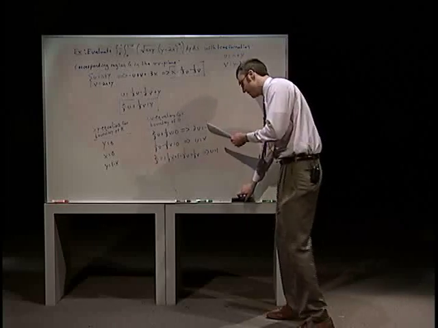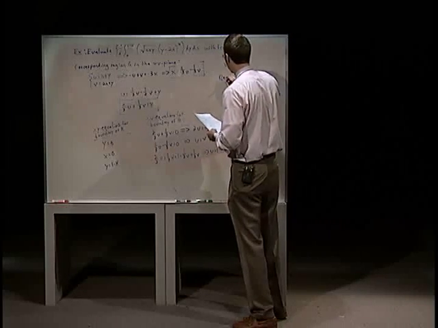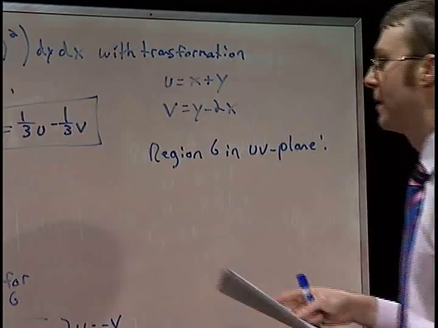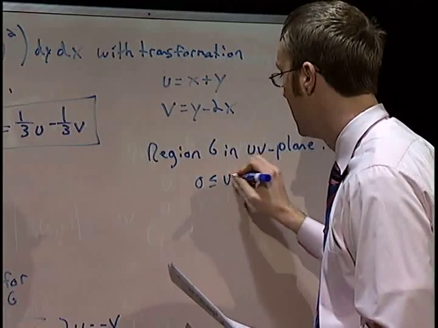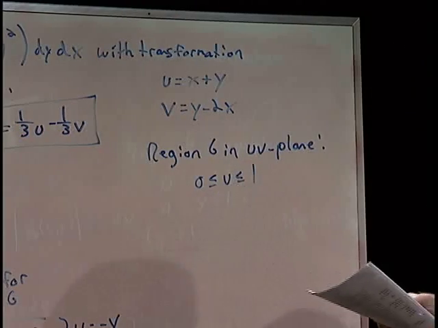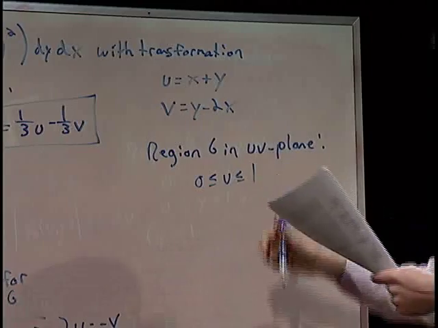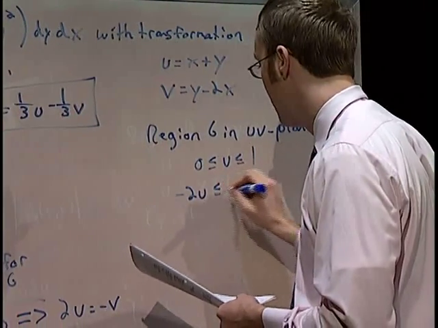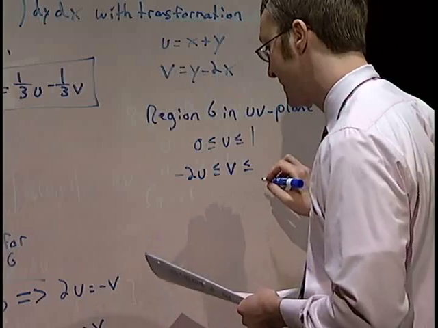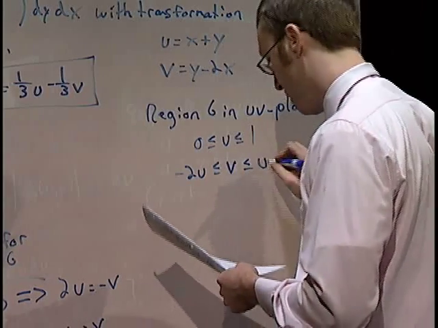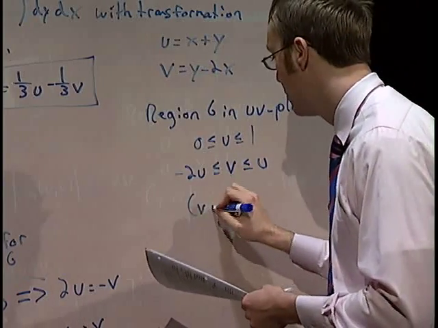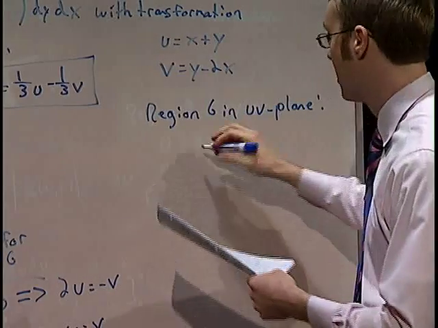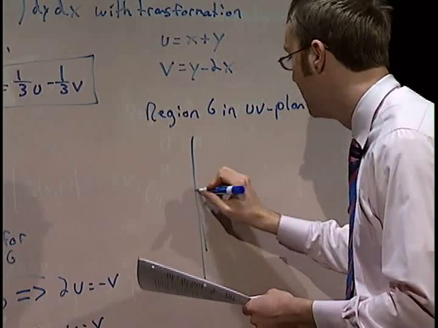Let me erase the region in the XY plane. And now let's draw the region G in the UV plane. So what do we have? We have 0 is less than or equal to U is less than or equal to 1, and V is bounded between negative 2U and U. Actually, I don't want to write this up here yet. Let's draw it first, and then we'll see what's going on. That's going to work better.